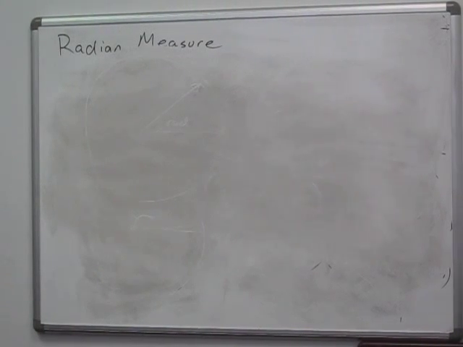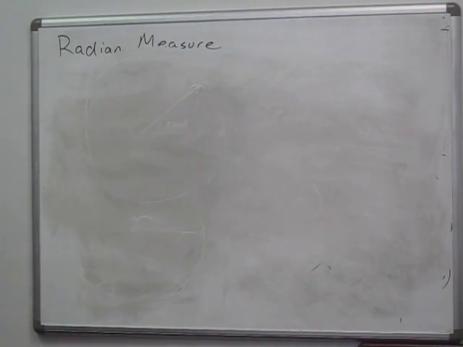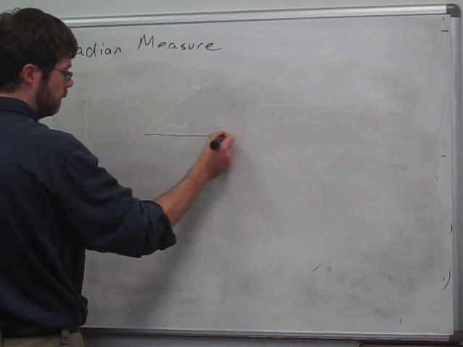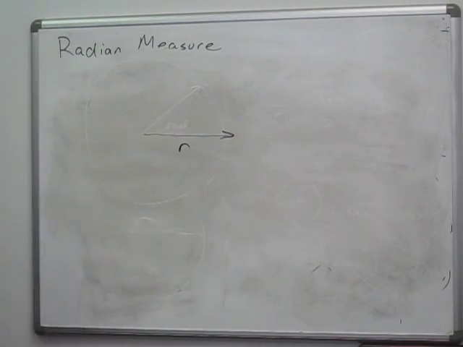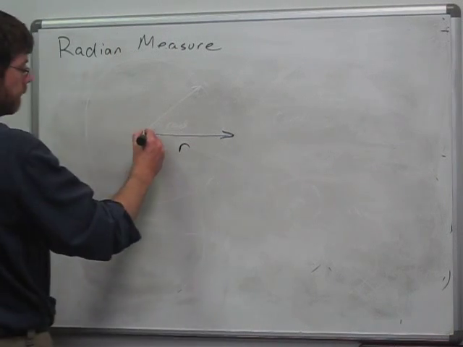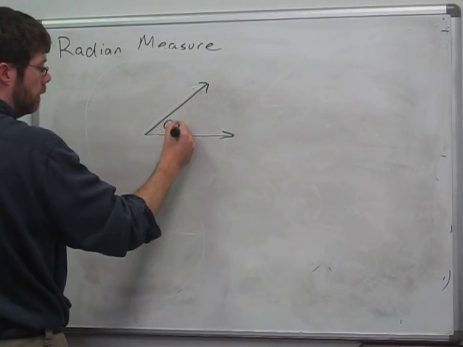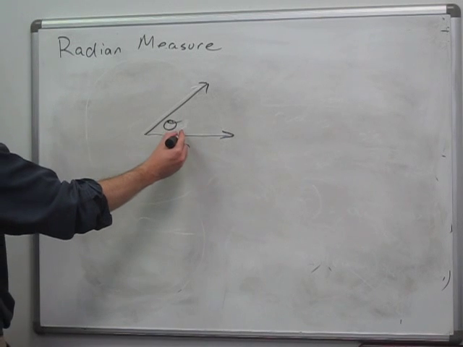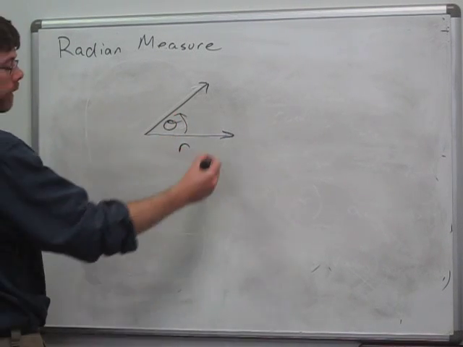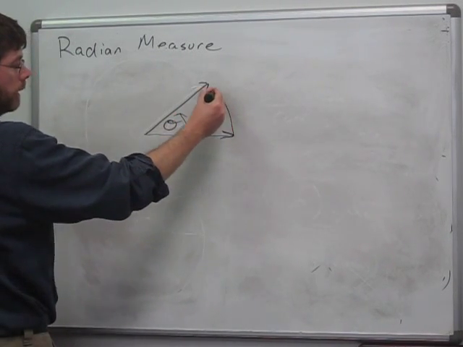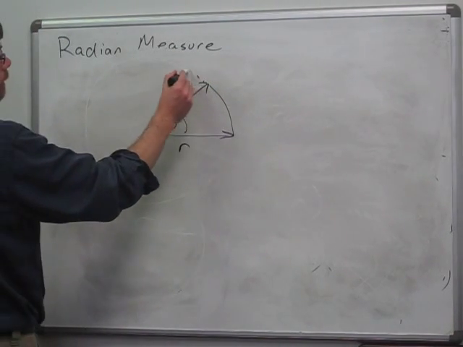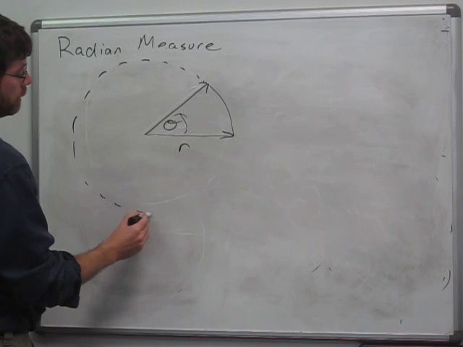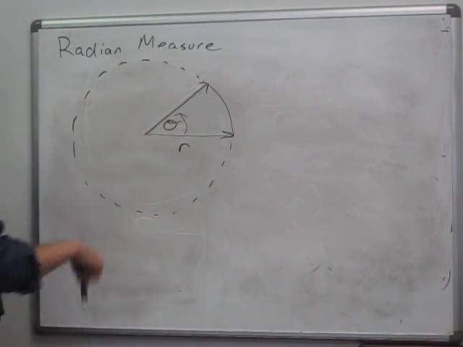In this video, I want to define radian measure. Let's begin with a picture. Let's take a ray of length r. We rotate it some angle theta. When we do that, the end point of the ray draws out an arc, and that arc lies on a circle of radius r.